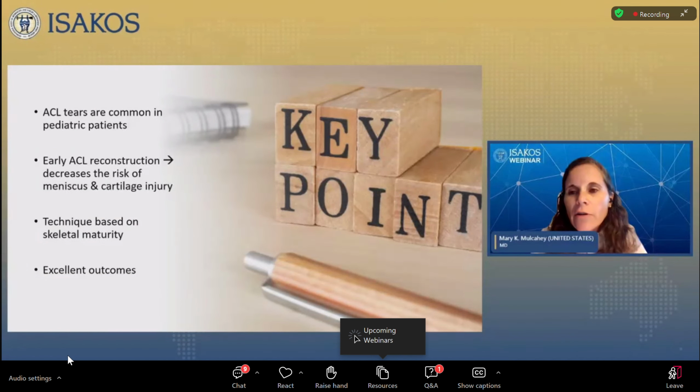We know ACL tears are incredibly common in pediatric patients, and there is very convincing evidence from the literature to show that we should be operating early in these patients. So early ACL reconstruction decreases the risk of meniscus and cartilage injury. The technique that we use is based on skeletal maturity, so we should absolutely be evaluating that. And then overall, patients have excellent outcomes and a very high rate of return to sport.